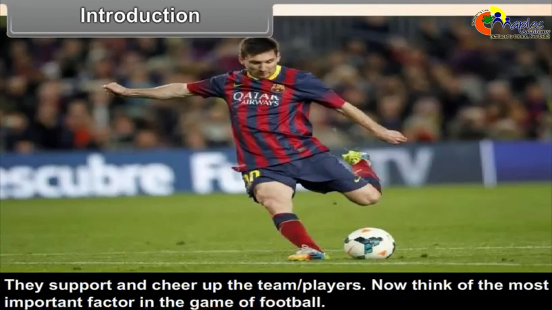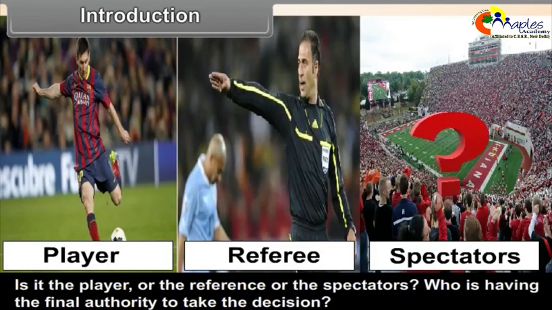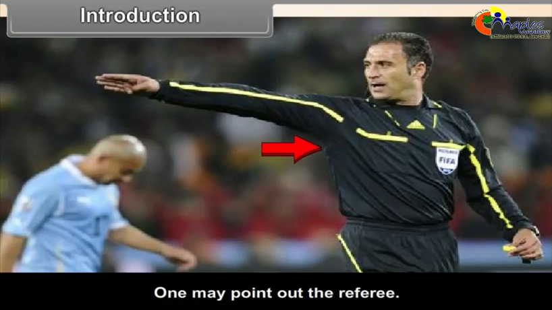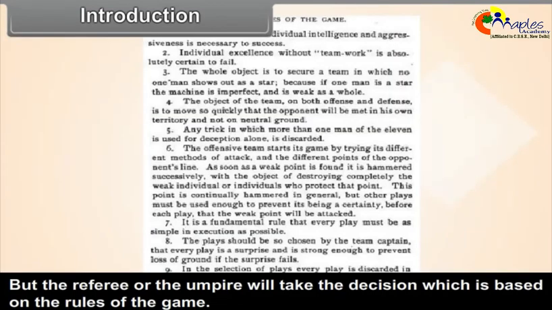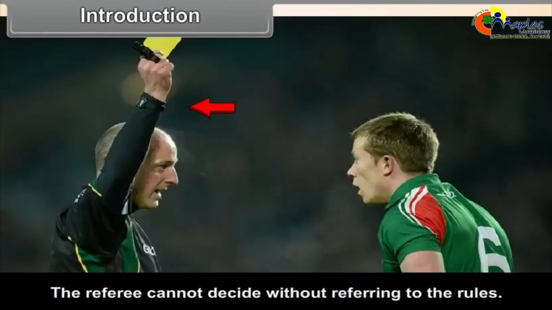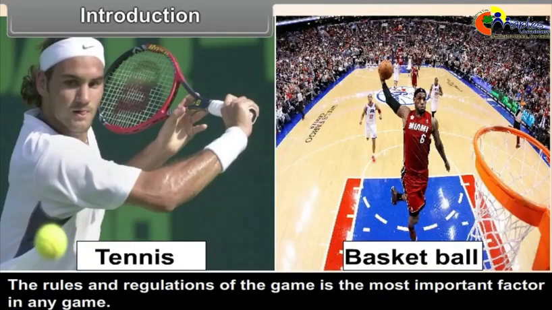Now, think of the most important factor in the game of football. Is it the player, or the referee, or the spectators? Who has the final authority to take the decision? One may point out the referee, but the referee or the umpire will take the decision which is based on the rules of the game. The referee cannot decide without referring to the rules. The rules and regulations of the game are the most important factor in any game.